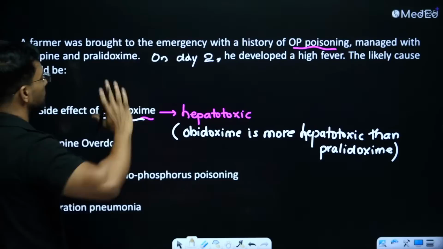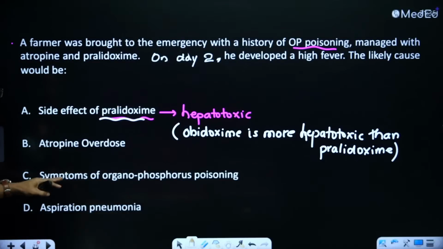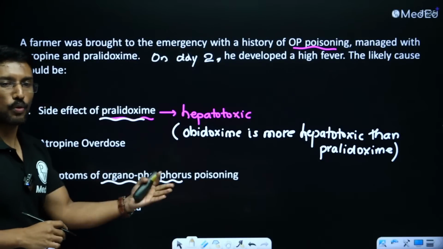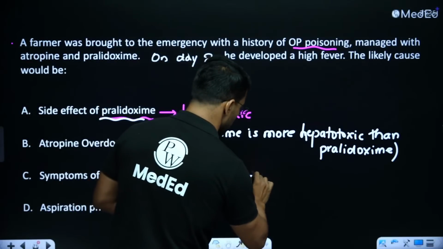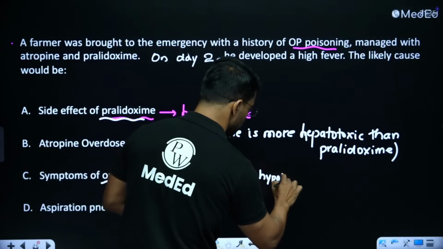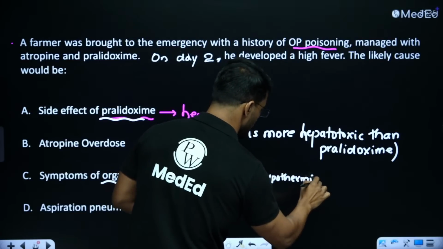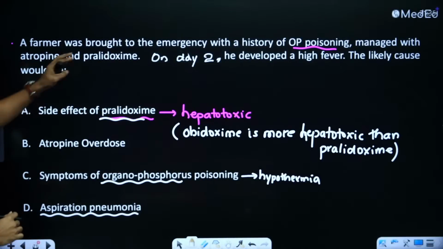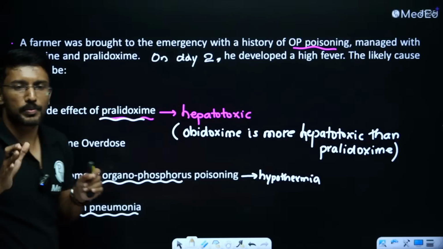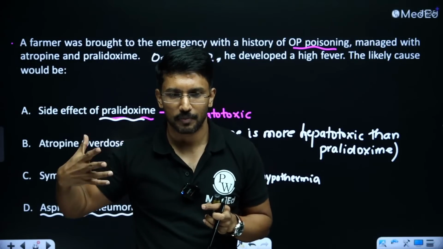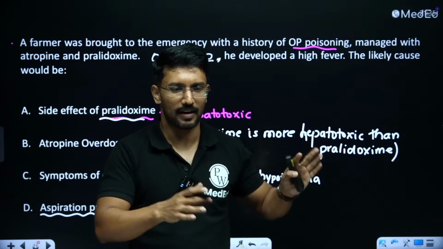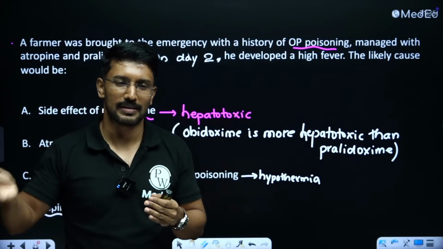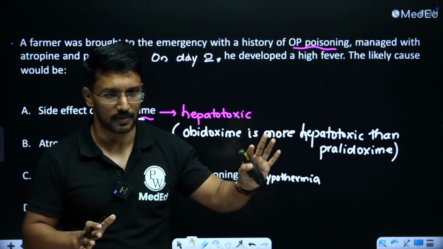So pralidoxime cannot explain why he has developed fever, right? OP poisoning does not cause fever. In fact, organophosphate poisoning sometimes can cause hypothermia, so it is unlikely to be the cause. Aspiration pneumonia: there is nothing else suggestive of aspiration pneumonia, and aspiration pneumonia per se does not directly cause fever. But if the patient develops some hospital acquired secondary infection, maybe, but then directly that does not explain it. So I have to explain it through a chain of events: aspiration, then aspiration pneumonia, secondary bacterial infection, then fever, like a hospital acquired pneumonia.